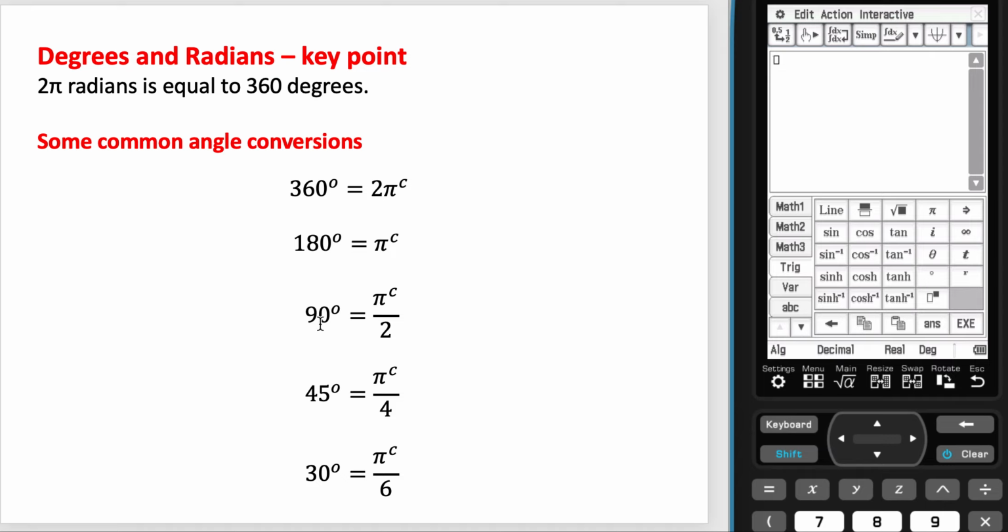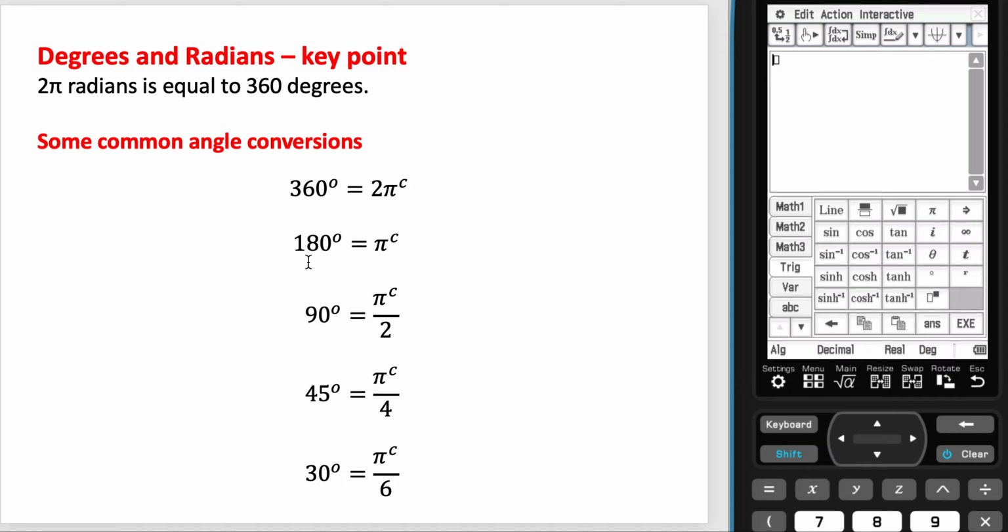We can see some other common angles. 90 degrees is equal to pi on 2 radians, which makes sense. It's just half of 180. 45 degrees is equal to pi on 4. Makes sense because 45 degrees is just 1/4 of 180. And 30 degrees is equal to pi on 6 radians. And again, that makes sense because 30 degrees is 1/6 of 180. And we said back up here that 180 is equal to pi.